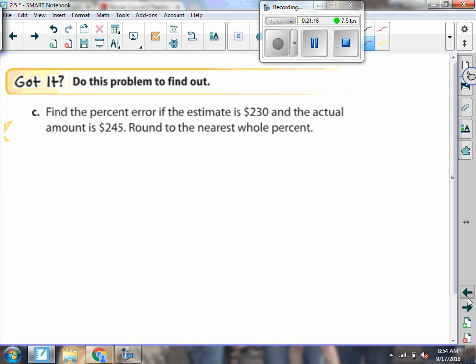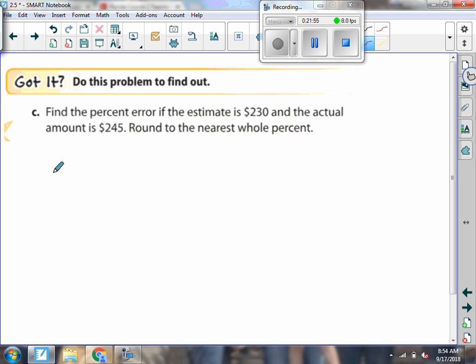Okay, copy this down. You're going to do the exact same thing that we just did. Find the percent error if the estimate is $230 and the actual amount is $245. Round to the nearest whole percent. So go ahead and take a moment to copy this down and solve this. Okay, if you need more time, pause this.